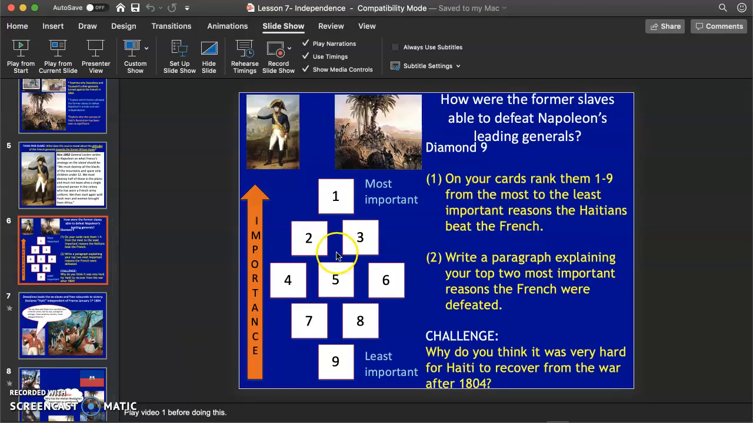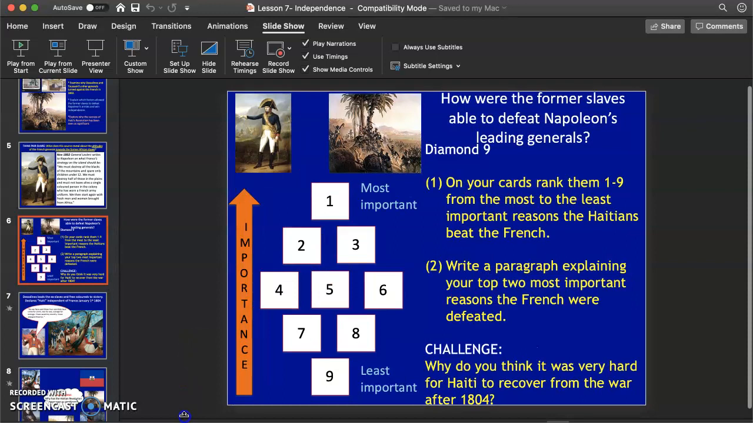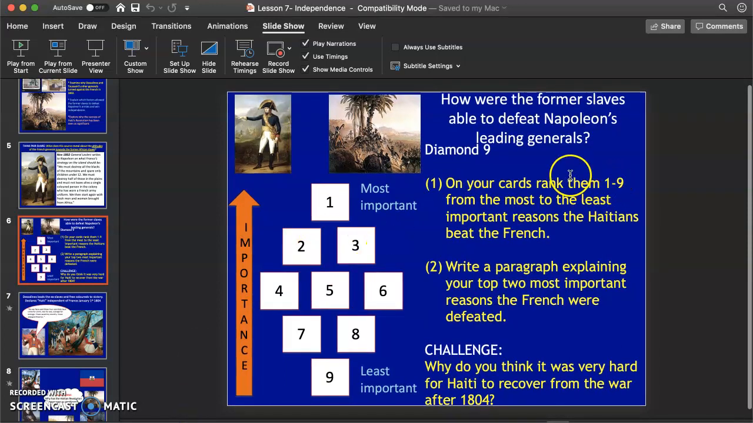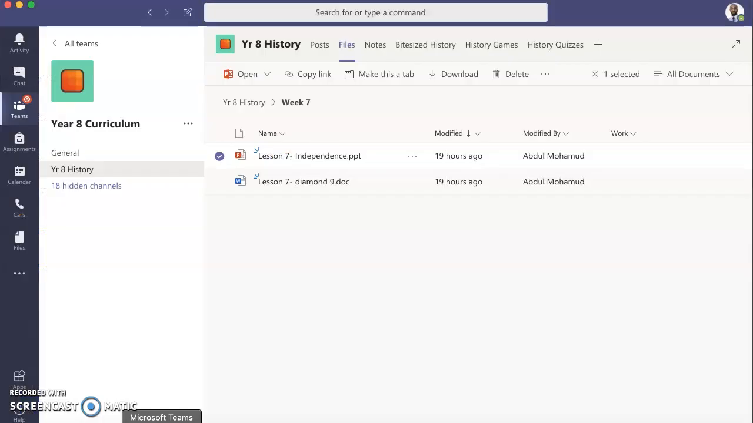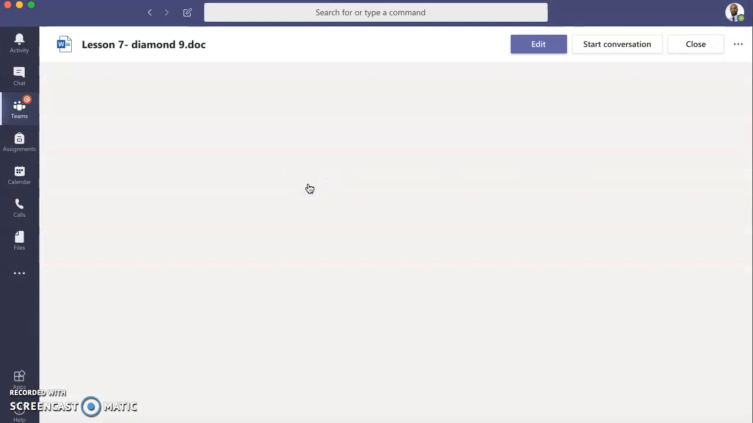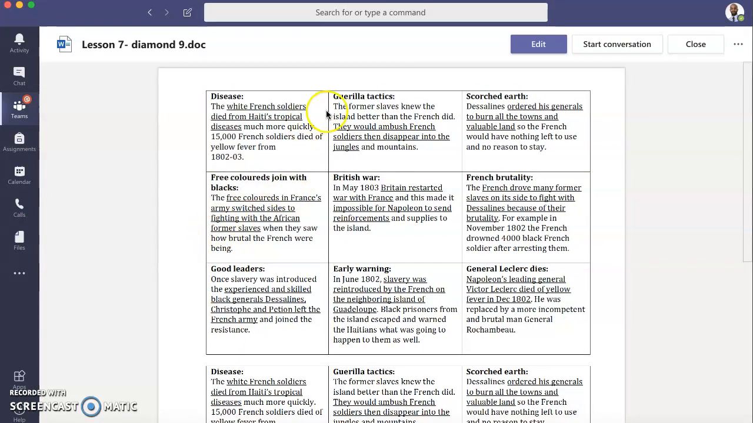Here we are. There will be a video. I want you to open up the file in your Teams page there, Lesson 7, Diamond 9. You can see nine different factors. These are all the reasons why, just this top half there, these are all the reasons why they won, the former slaves.